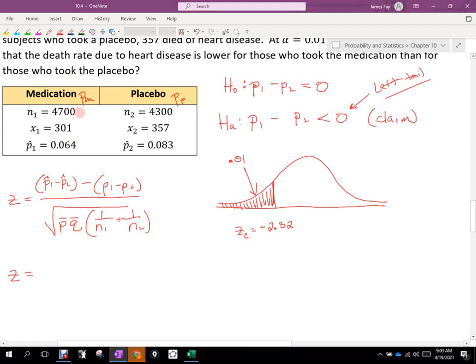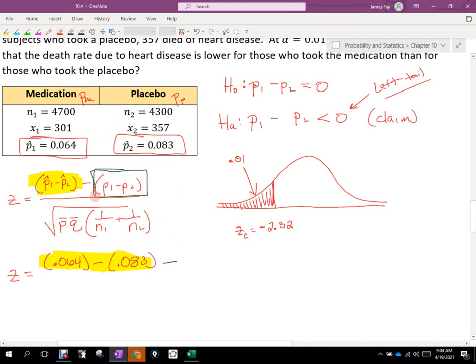Now the nice thing is that they've already processed all the components that we need, except for P bar and Q bar. But they gave me P hat sub 1, so 0.064, minus P hat sub 2, which is 0.083. Okay, so that is that difference right there. And then you're going to subtract this from it, but that number, P1 minus P2, is this right here, correct? P1 minus P2 is 0, always 0.